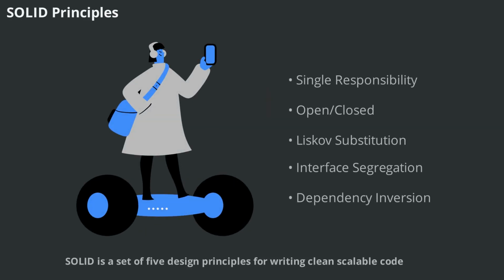SOLID is a set of 5 design principles for writing clean, scalable code: single responsibility, open-closed, Liskov substitution, interface segregation, and dependency inversion. Applying these principles in Android development leads to robust and maintainable apps.